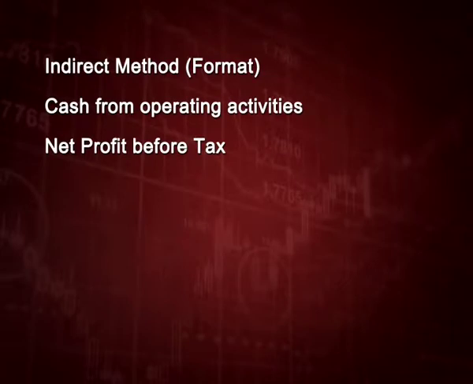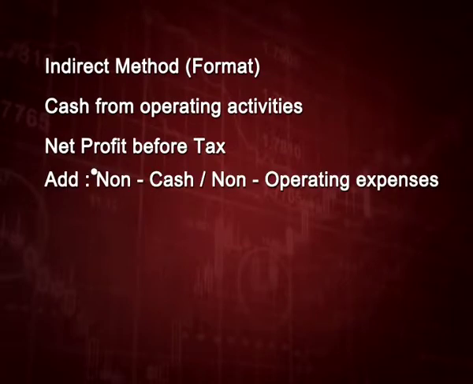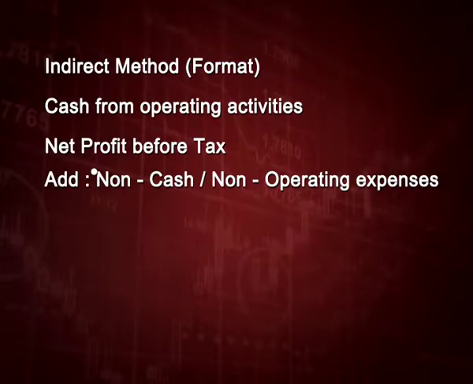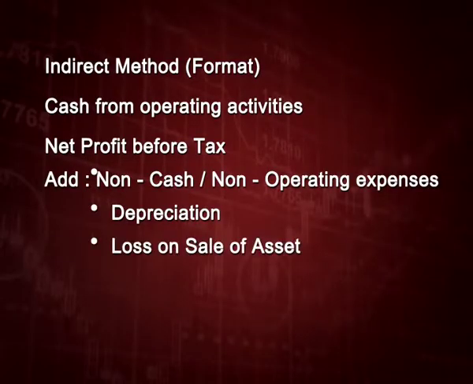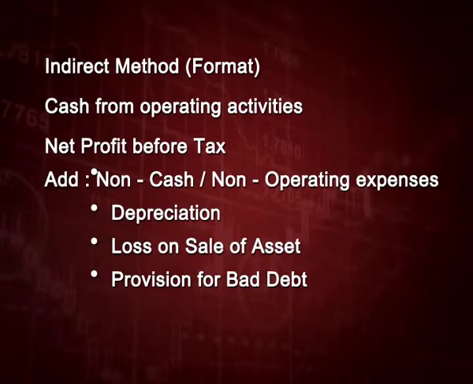net profit before tax, and then you have to add non-cash non-operating expenses, because we are trying to calculate cash from operating activity. So, whatever non-cash and non-operating expenses are already taken in the P&L account, they have to be added back, like depreciation, loss on sale of asset, interest paid. Now, interest paid is being added because it is a non-operating activity, provision for bad debts, and all other non-cash non-operating expenses to be added. We will come in detail in the questions.